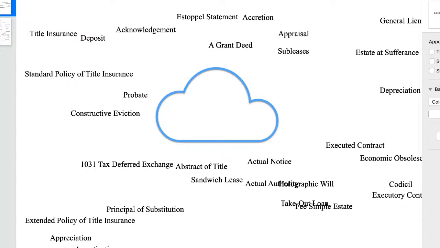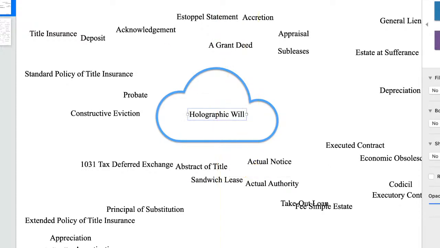So we're following up this word cloud I started a little while back. So we're going to keep going with it. Let's begin with this word, holographic will. What is a holographic will? If you guys don't know what to do, when you see a word on the board, write the definition. Holographic will. We're going to start there today.